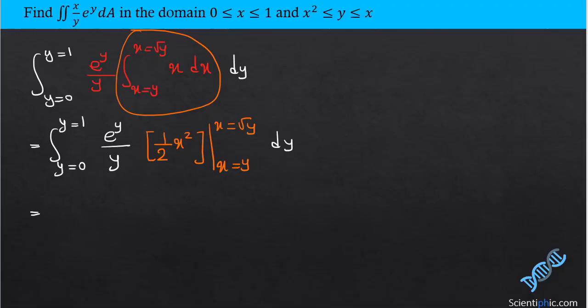I'm going to write the white parts again. So y from 0 to y equal to 1, e to the power of y over y. And now I'm going to substitute square root of y and y for x.